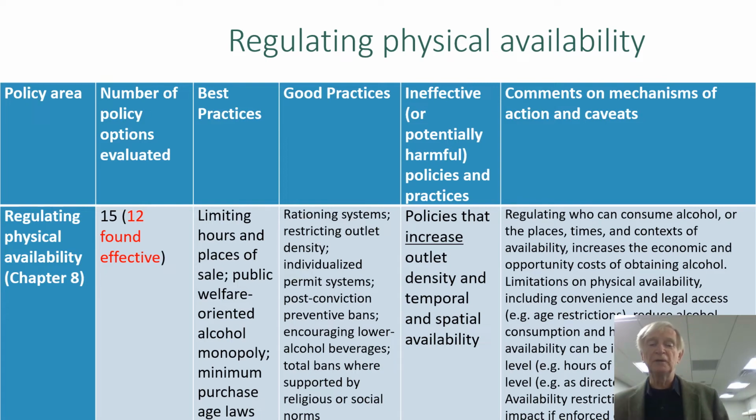Good practices in the area of availability controls are rationing systems, restricting outlet density, especially in late night entertainment districts, and total bans, otherwise known as prohibition, where they're supported by religious or social norms. We also found that ineffective practices are things that tend to be advocated by the alcohol industry, such as policies that increase outlet density or making alcohol more available to consumers. The more convenient alcohol is, the more people drink.